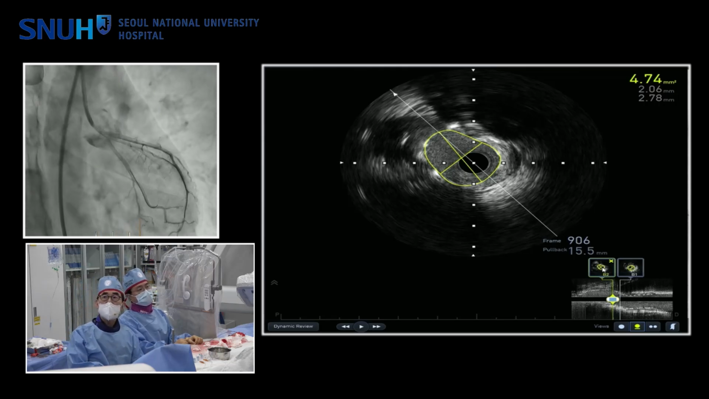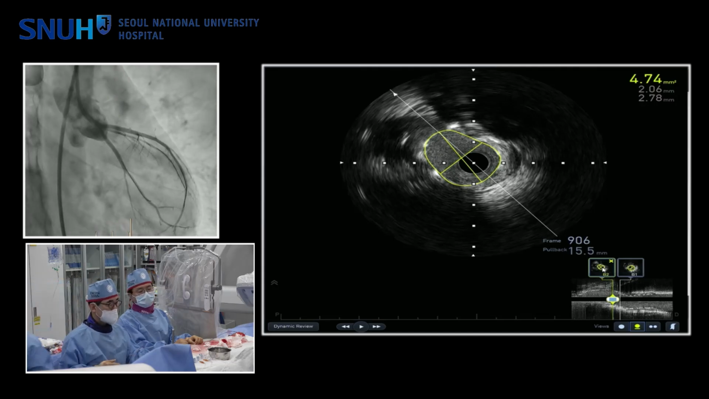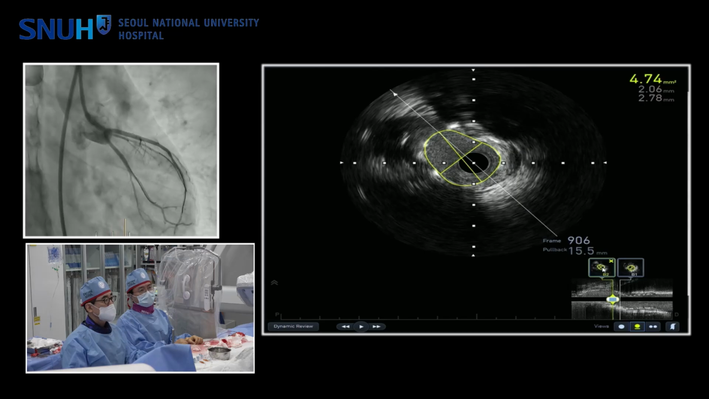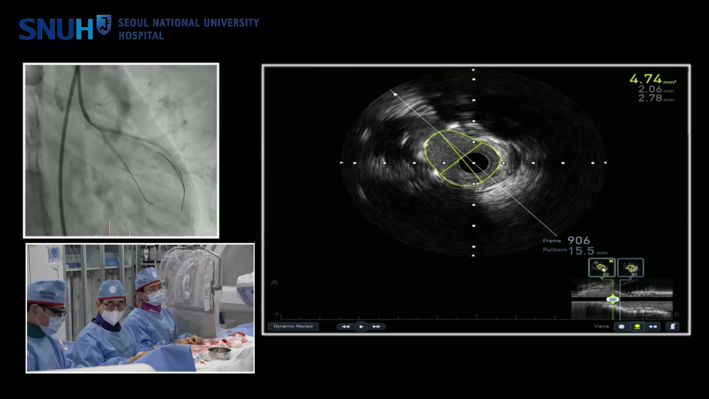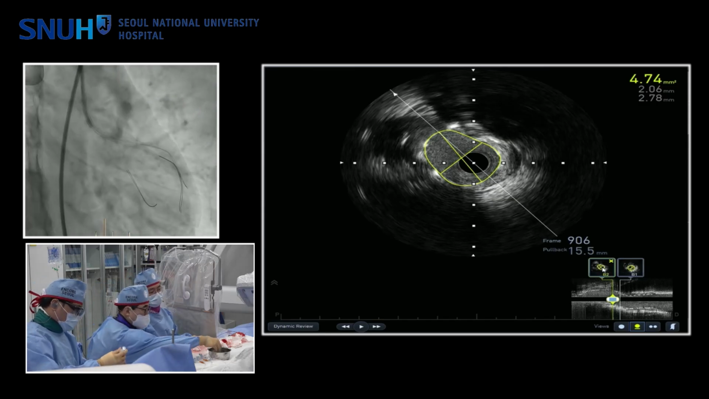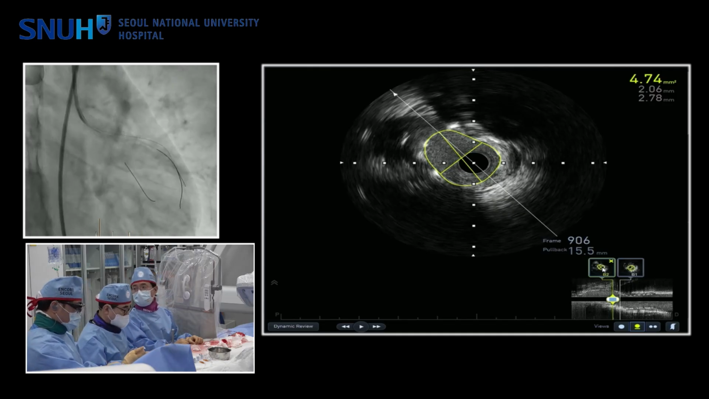Do we have enough time for such kind of experiment? We can see the final result of the high pressure NC balloon. Then okay, we're going to move to 3.0. 12, 3.0, 12, 15. 15.